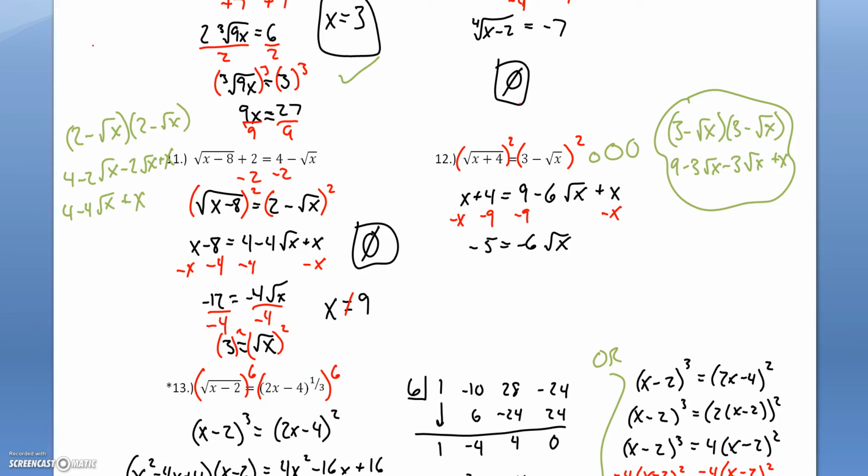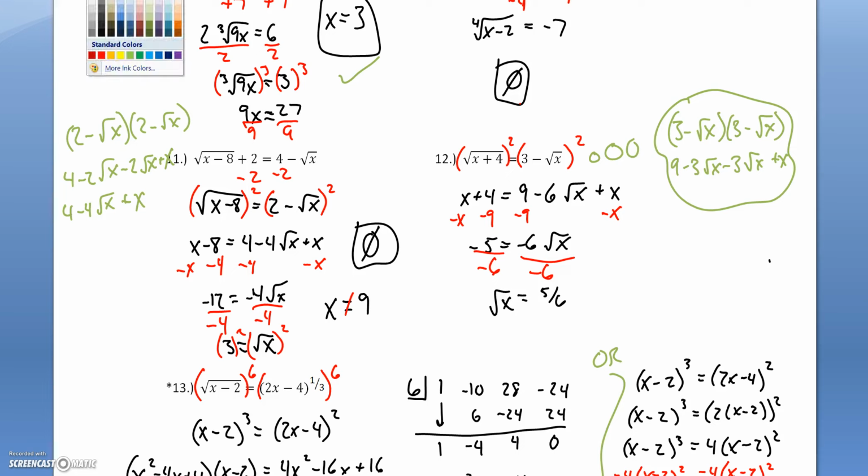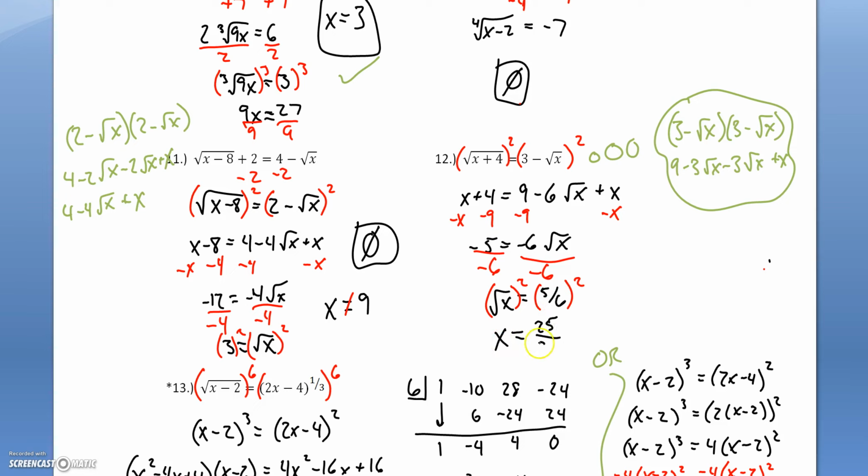If you don't do that, then it's just not going to work out, okay? And then I get everything on the same side. I subtract the 9, subtract the x, which leaves me with negative 5 equals negative 6 root x, and now I'm going to divide each side by the negative 6. So I find out the square root of x equals a positive 5/6, and now I square each side. I noticed a couple people in class yesterday were having a little bit of trouble squaring this. Just remember, you just square the numerator and denominator individually. So I get x equals, well, here 5 squared is 25, 6 squared is 36, so I end up with 25 over 36.